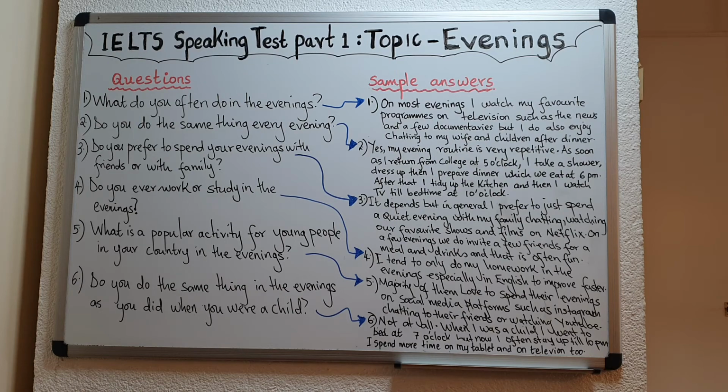And in my answer, I started with spending time with family, because that is what I prefer. In general, that is what I prefer. And then I finished with that there are some occasions when I prefer to have friends when we invite them, because that is sometimes fun. Okay, so the answer was it depends, but in general, I prefer to just spend a quiet evening with my family, chatting, watching our favorite shows and films on Netflix. On a few evenings, we do invite a few friends for a meal and drinks, and that is often fun.